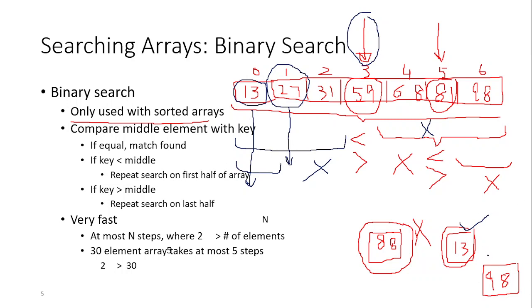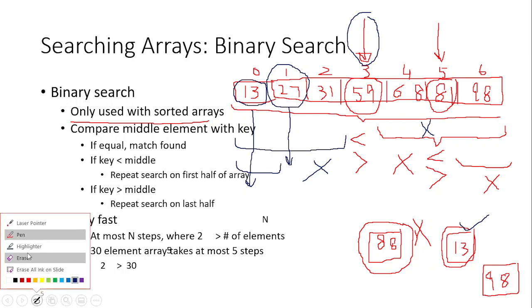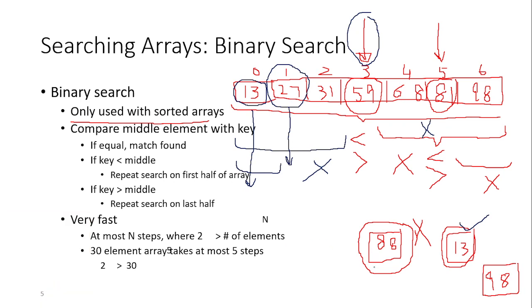Now let's search for 98. Let me change the ink. So now we want to search for 98. Again we'll start from the middle of this array. So we'll start from here, 59, and we'll compare 59 with 98. Are they equal? No, they are not.